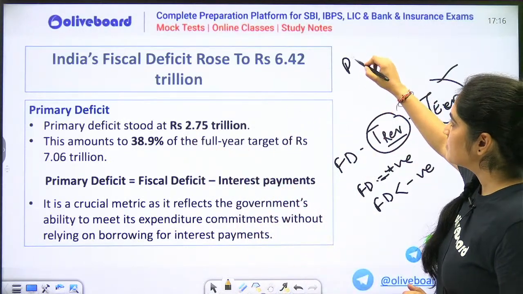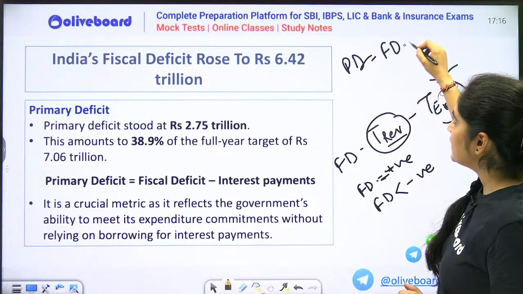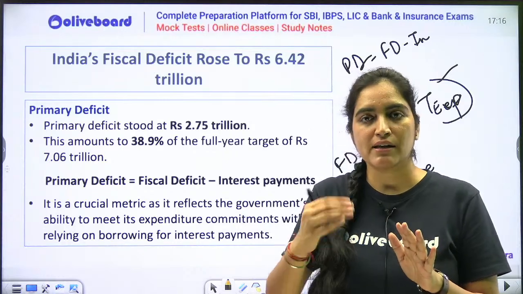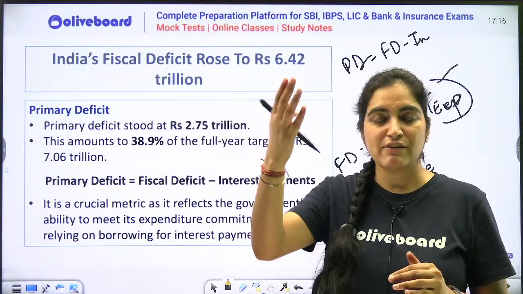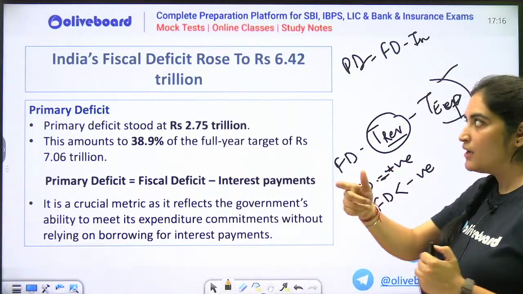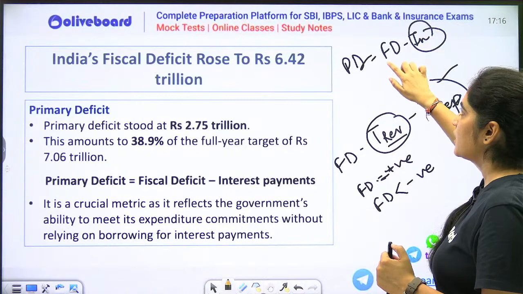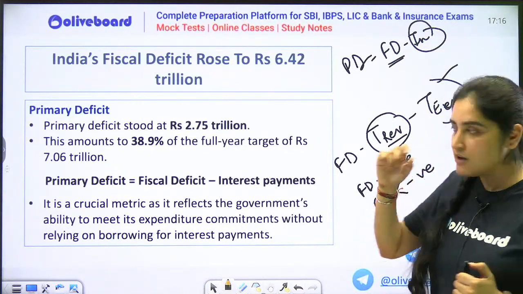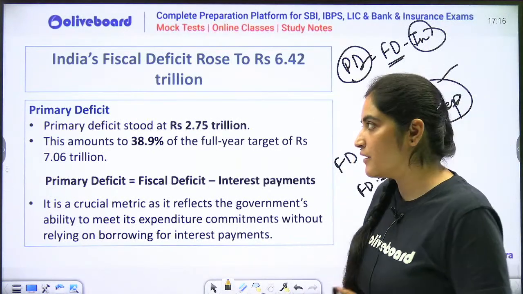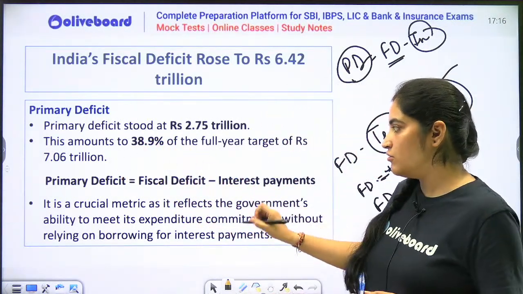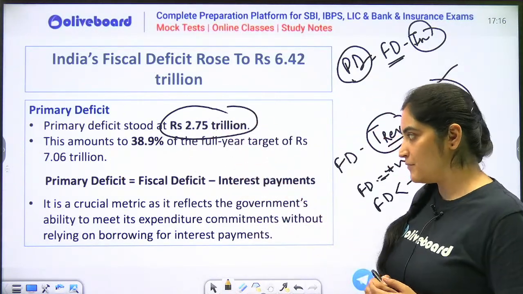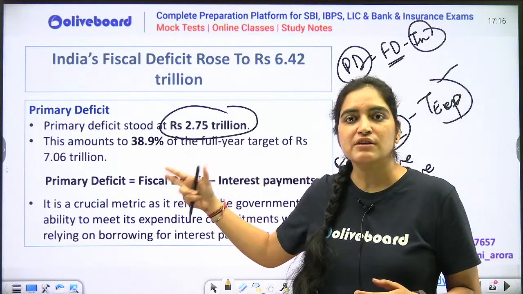See, primary deficit is fiscal deficit minus the interest payments. देखो इस साल हमने सारा जो भी बोरो किया वो ठीक है, but इससे पिछले साल भी बोरो किया होगा, the previous year we might have borrowed something, तो जो उस पे interest है वो we are paying regularly. तो जो पहले बोरो किया उसका interest अगर हम इस साल के fiscal deficit से minus करेंगे, we will get primary deficit, and this shows कि इस साल government ने कितना borrow किया है. तो primary deficit has also stood at 2.75 trillion.